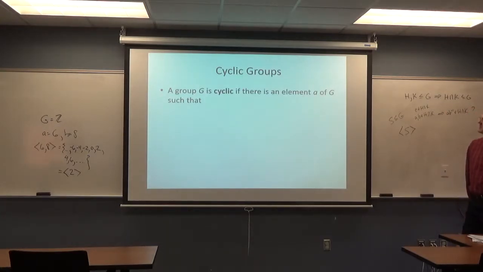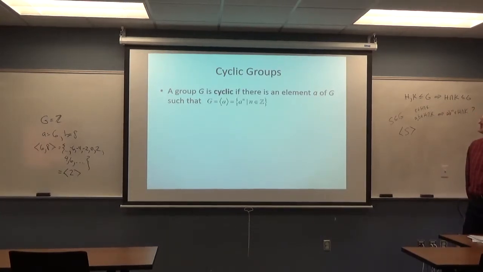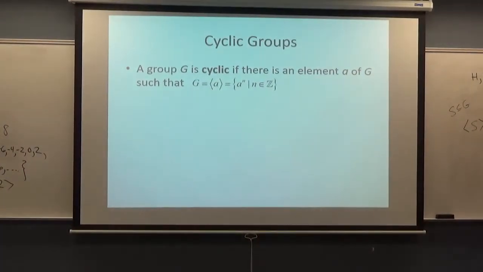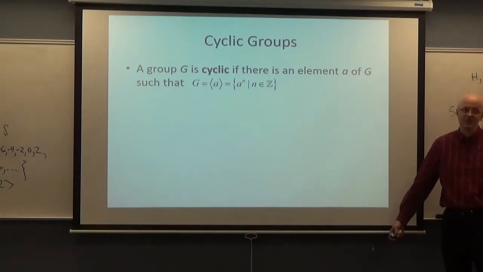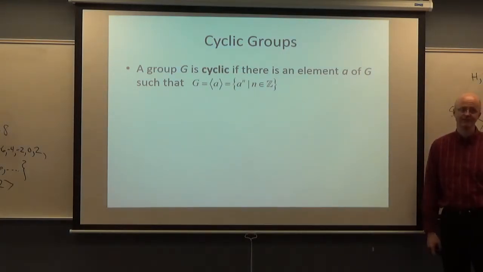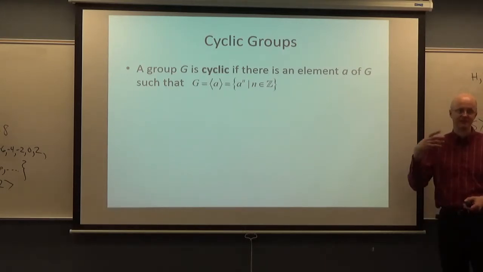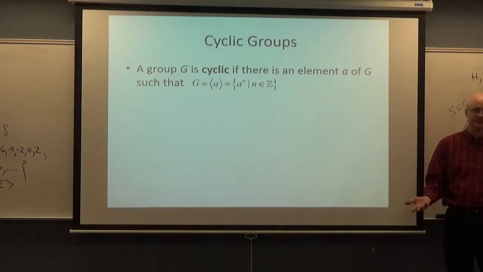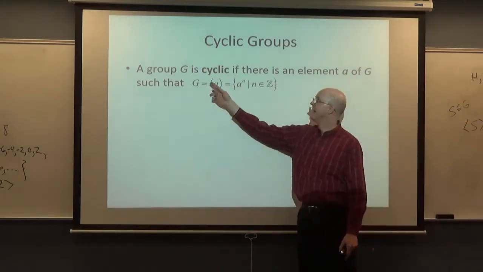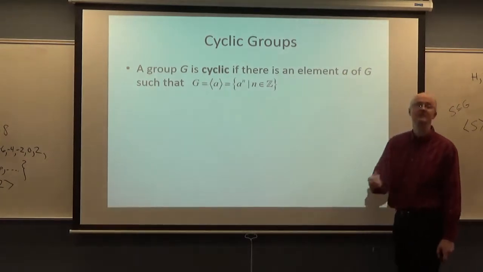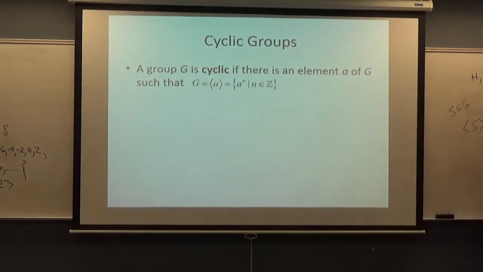Remind you quickly, a group is cyclic if there's an element A that generates the group. The cyclic subgroup of G generated by A equals G. That means G itself is cyclic. You get what I'm saying there? Subtle distinction here: the cyclic subgroup generated by A, and G being itself a cyclic group. If there's some element A where the cyclic subgroup generated by A actually equals the entire group, then you say the entire group is a cyclic group.